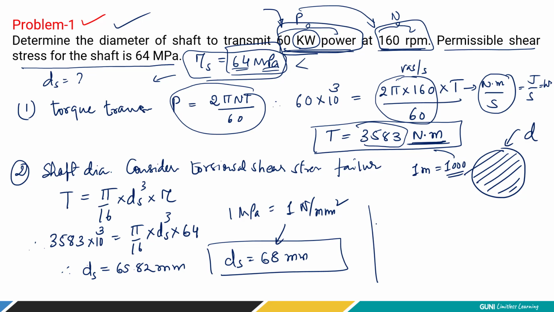If I ask you one question, by mistake the manufacturer has taken shaft diameter 60. Will it survive? आई एम आस्किंग यू क्वेश्चंस. अगर हम 60 mm डायमीटर ले लेंगे और इतना पावर ट्रांसमिट करने की कोशिश करेंगे 160 RPM, तो क्या होगा?